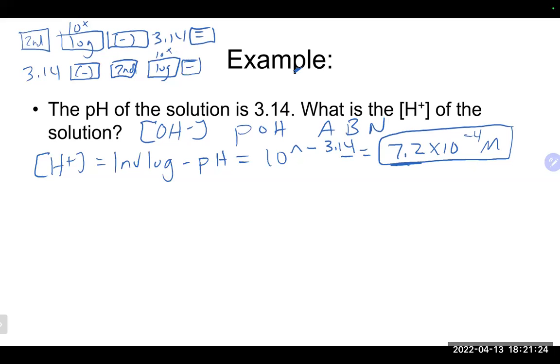Any questions on that? Obviously, it won't always give it to you in scientific notation. So on this calculator, I got 0.00072 in non-scientific notation. It's two significant figures because the pH value has two decimal places, which means the concentration should have two significant figures.